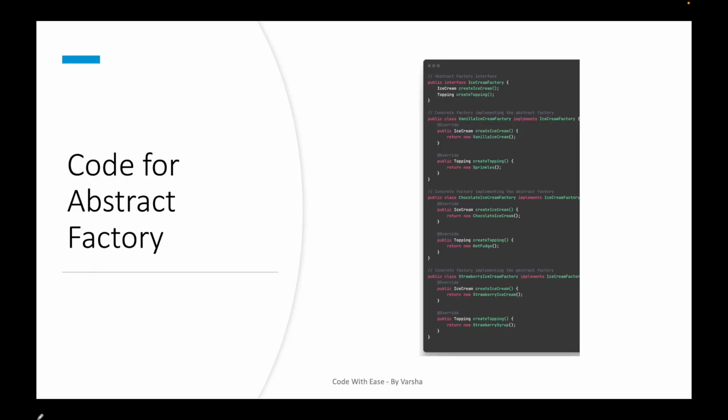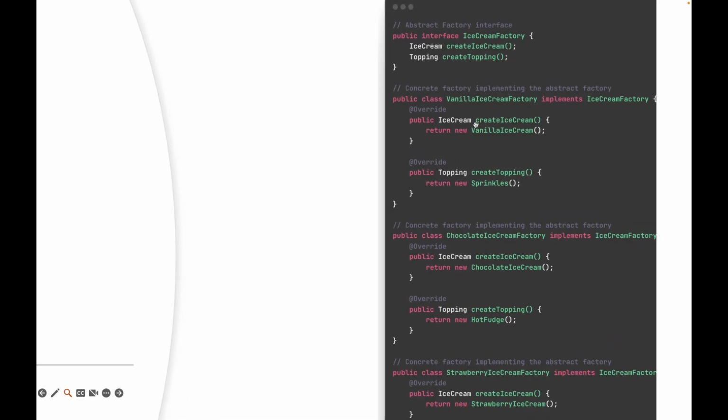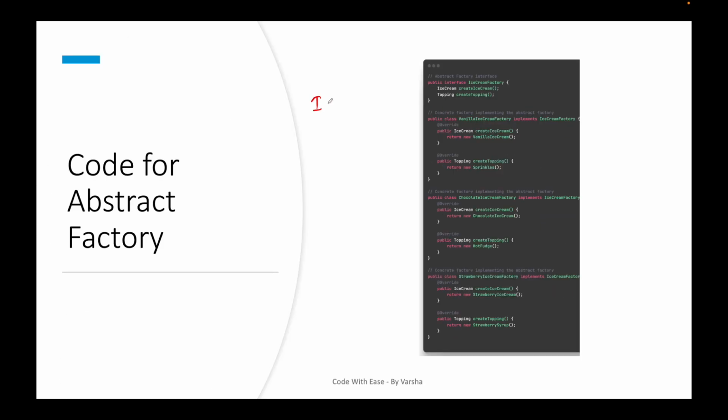So now let's see the code for the abstract factory. Just a small disclaimer, this code is going to be a little bit lengthy. I've divided it into three different pages. So first let's see the hierarchy of this abstract factory. First of all, if I zoom in, I have an interface called ice cream factory. Earlier we had the factory as a class, and now it is an interface, which means there will now be concrete classes that will be implementing this.